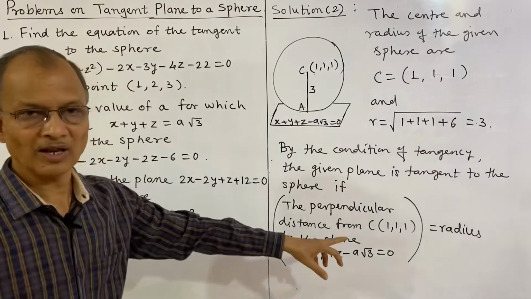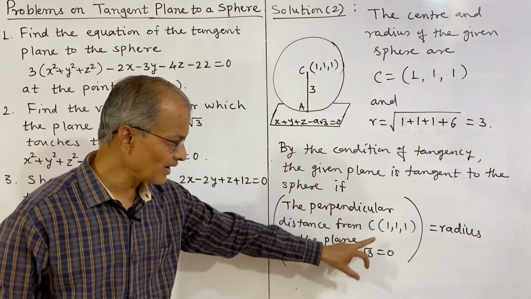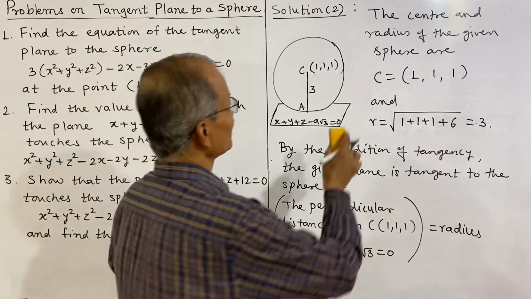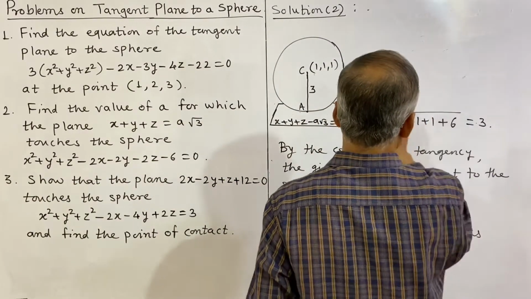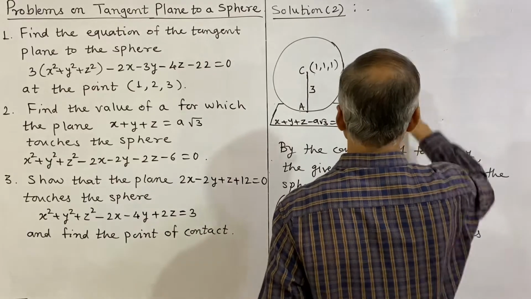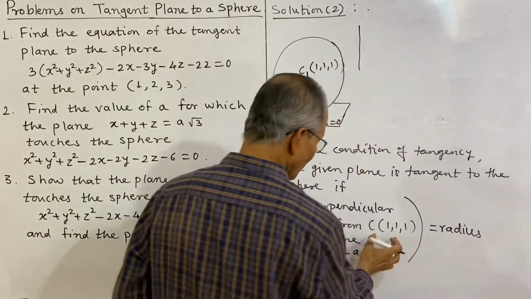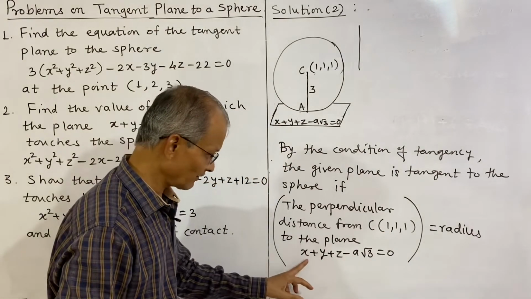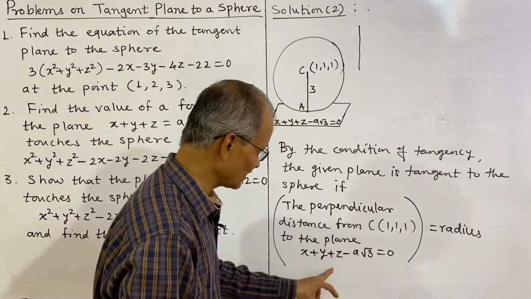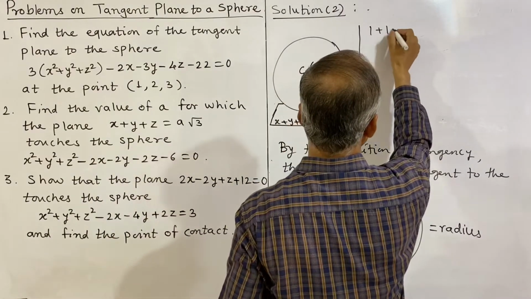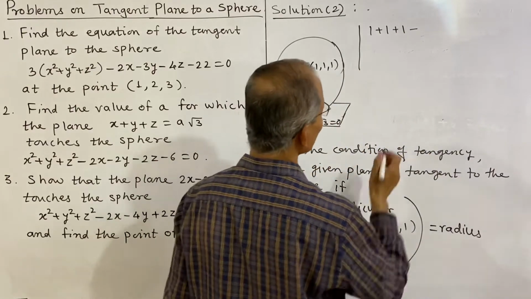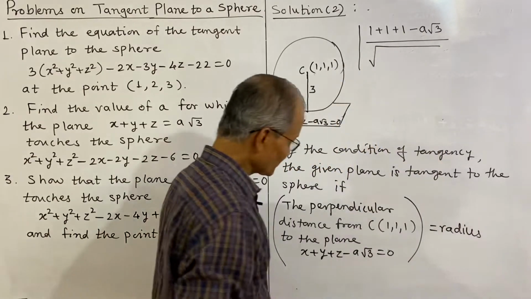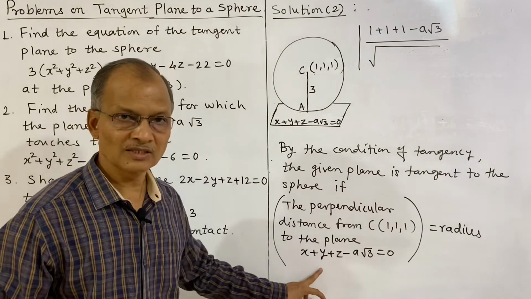And we have the formula for perpendicular distance between a point and a plane. We have studied this in the first chapter of the plane, and we shall use that formula now. And this will be the absolute value. Put the coordinates of this point into the equation of the plane as the values of x, y, z. So x is 1, y is 1, z is 1, and that will be 1 plus 1 plus 1 minus the constant term as it is, a root 3, divided by the square root of the sum of squares of the coefficients of x, y, z in this equation of the plane.